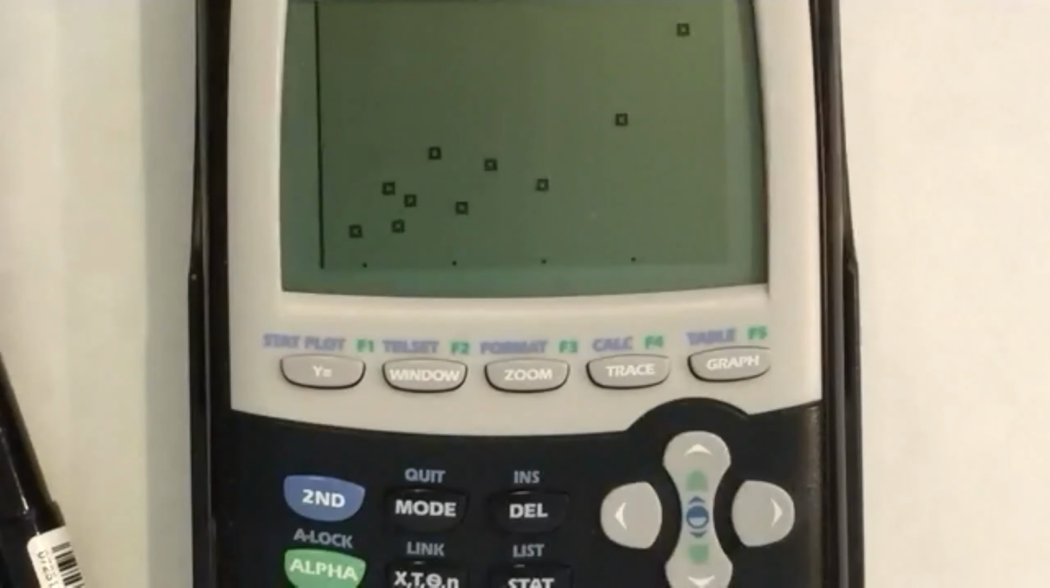Okay, that is a stat plot. Questions about making a stat plot? I think we did that mostly last time. This is kind of a follow-up.